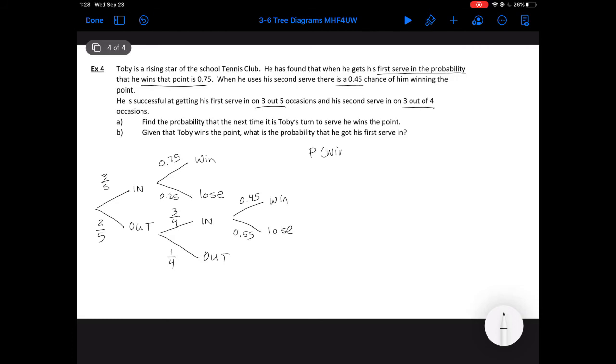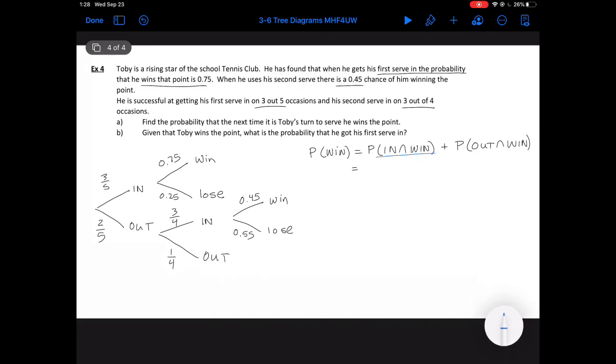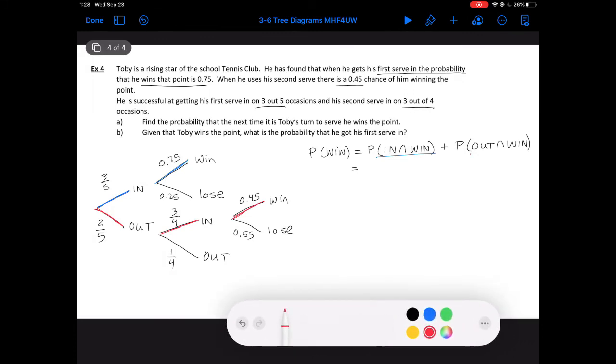So the probability that he wins is going to be the probability that he gets his first serve in and wins, plus the probability that his first serve is out and that he wins. So we can add those two together. So we're going to look at the pathways. The first pathway that we're going to do is the probability that he gets it in and wins. So that would be this pathway in blue right here. And then the second one is in red. So if he gets his serve out, second serve in, and then he wins here.